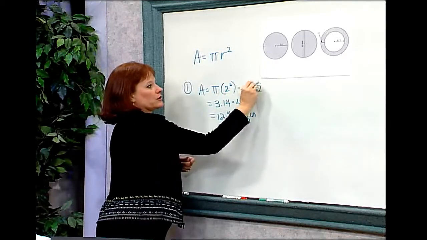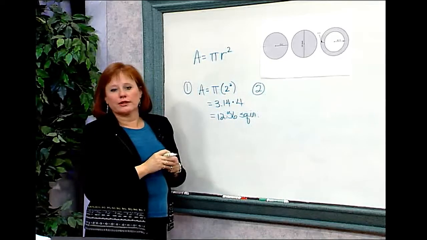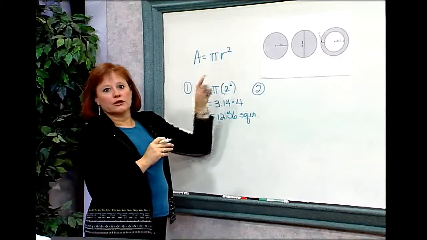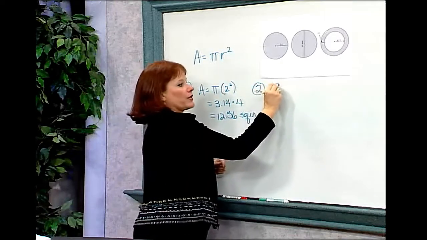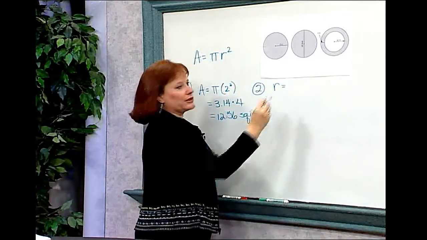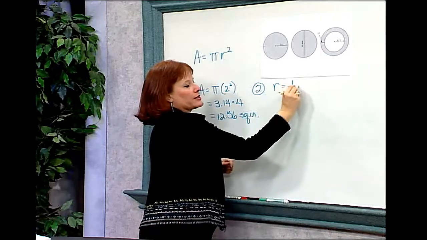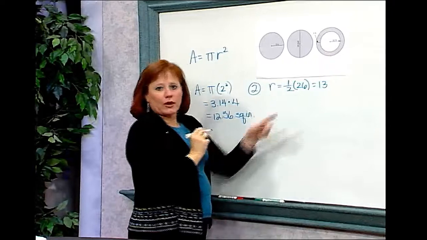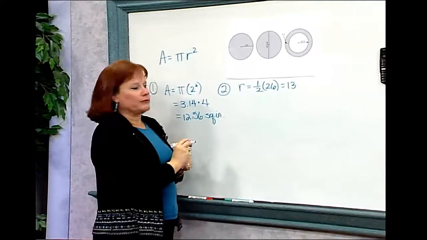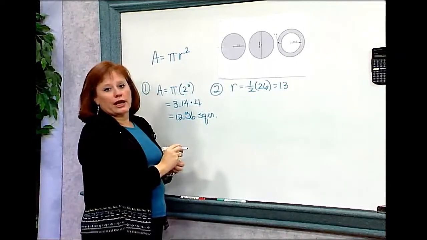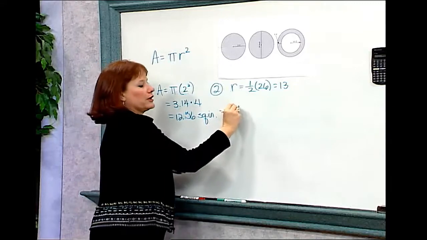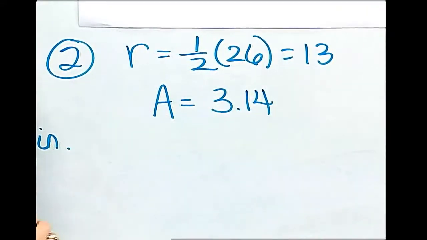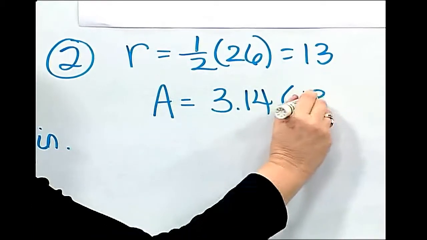In the second circle, we're not given the radius, we're given the diameter, and our formula calls for us to know the radius. So the first thing I have to do is find the radius, which I know is 1/2 of the diameter. So I'll find the radius is 1/2 of 26, or 13 feet. That will be the radius that I'm using in my problem. I'm going to use my formula, area equals pi r squared. So I'll have area equals 3.14, the approximation I've chosen for pi, times 13 squared.